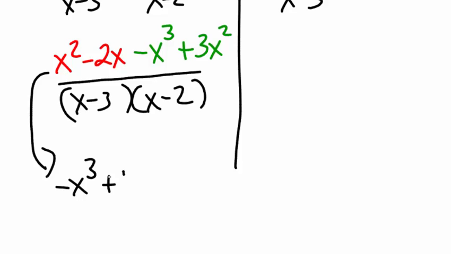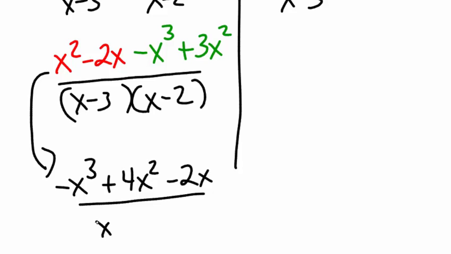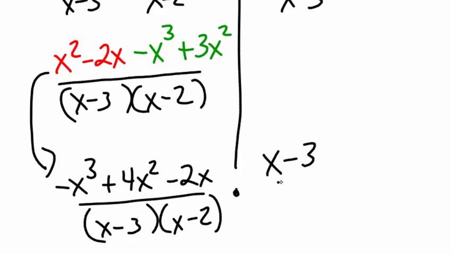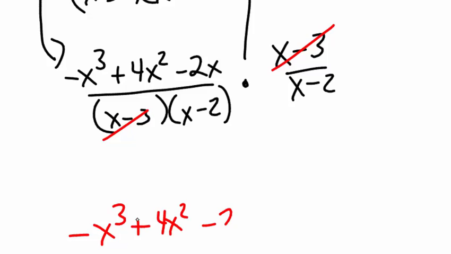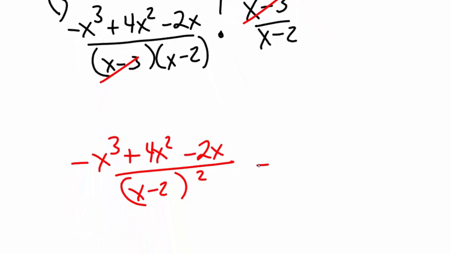I have a negative x cubed, I have a positive 4x squared, and a minus 2x all over x minus 3, x minus 2. Right? Well, I can see that that's not going to factor on the top, so it's not going to do any good. And since it's division, I'm just flipping it and multiplying x minus 3 over x minus 2. Well, the only thing that's going to cancel, then I can see that x minus 3 cancels the x minus 3, and my answer just negative x cubed plus 4x squared minus 2x all over x minus 2 squared.